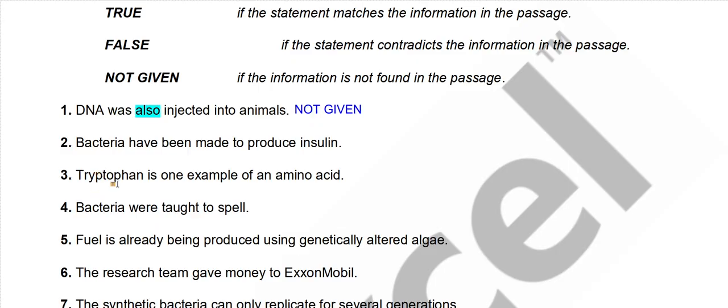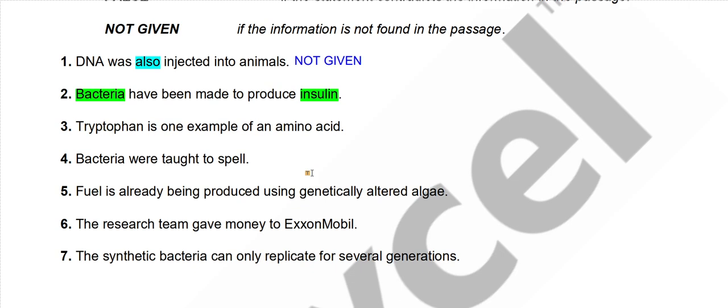Moving on to the second question, bacteria have been made to produce insulin. So I guess we have read something about it, but we will read it again because we are not so sure about that. So the question will be true when bacteria is made to produce insulin. When bacteria is forced to produce insulin, we will say true. It will be false when bacteria is not forced to do something, maybe it is producing insulin by itself without any external pressure. It will be not given when we don't know whether bacteria is producing insulin or not.